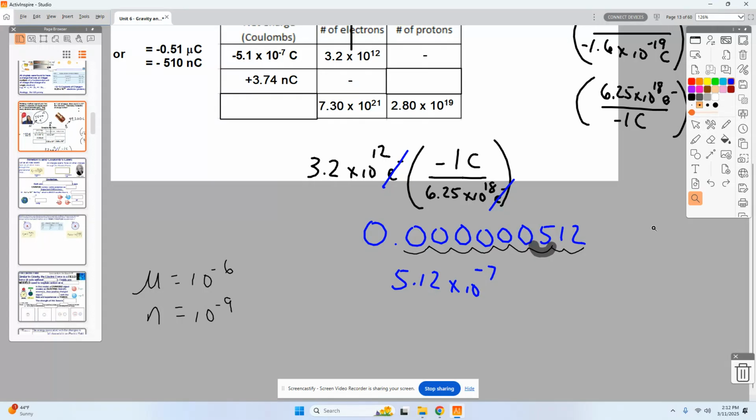All right, 3.74 nanocoulombs. That number should be a really large number of protons. Then I'm willing to shout out what they got, and we'll see if it matches what I have up here. You feel like you got it, Danny? What do you got?